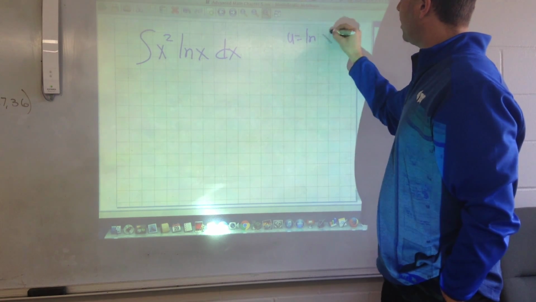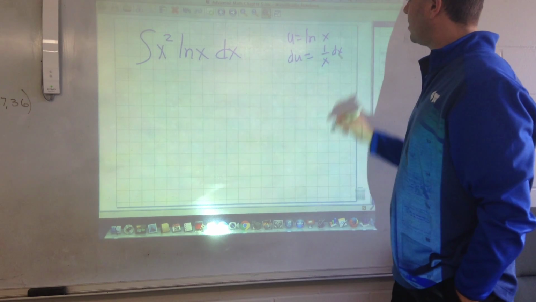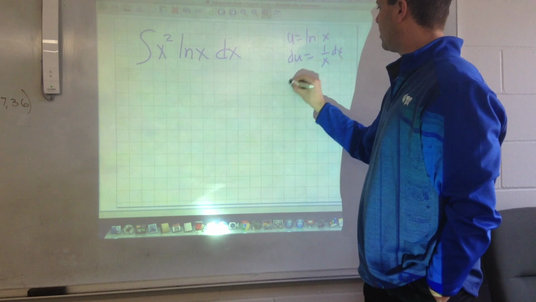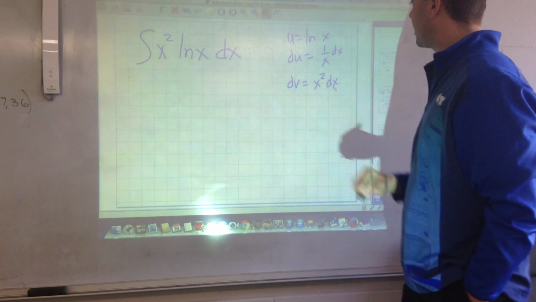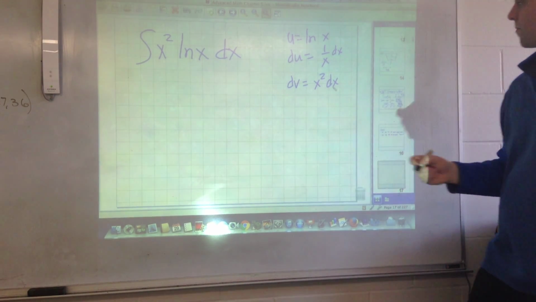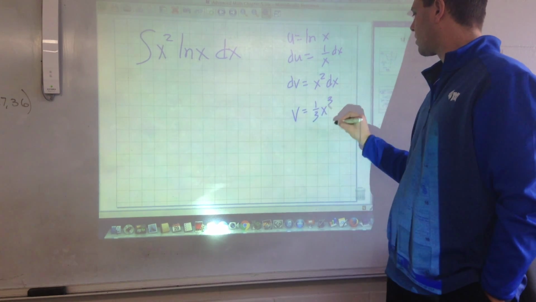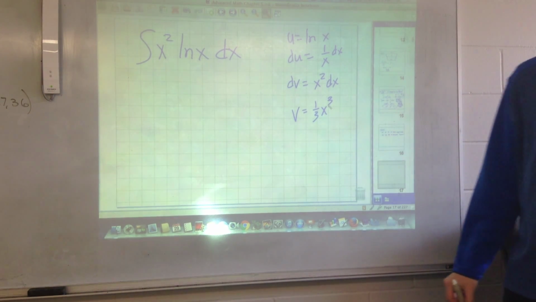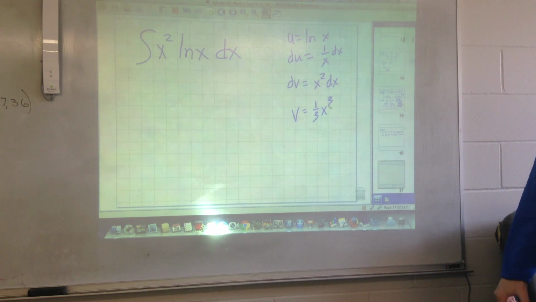I'm going to say u is ln x. So du needs to be 1 over x dx. Then, if this is my u, dv is going to be x squared dx. And then your v is going to be 1/3 x cubed. Nice. Yeah, I guess that doesn't look that bad.